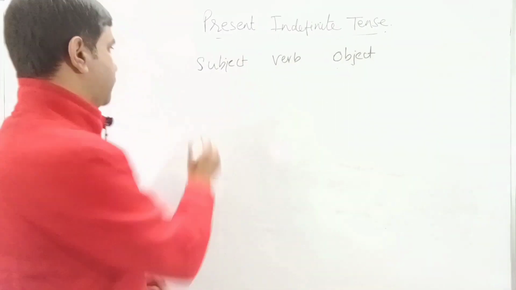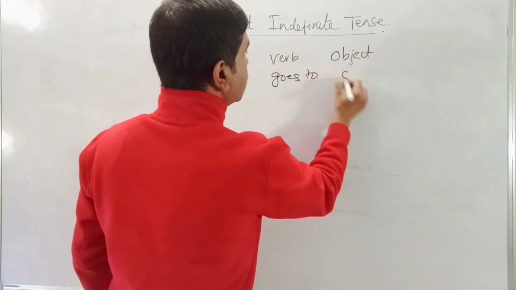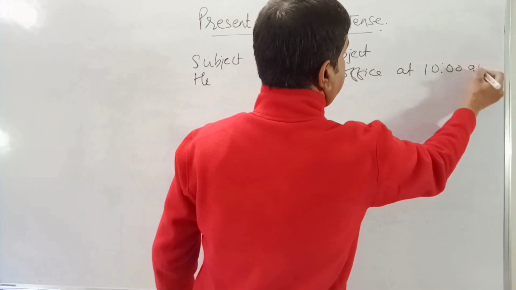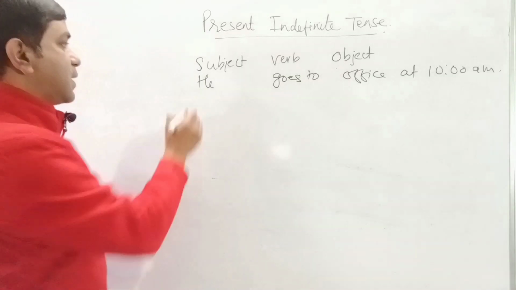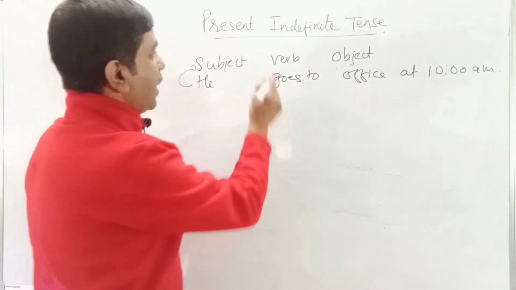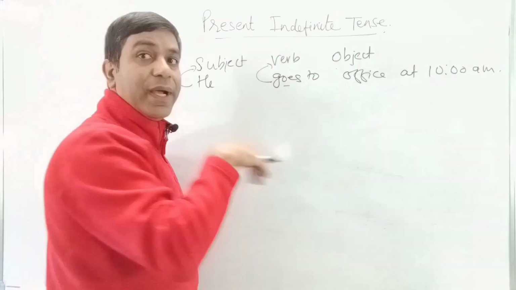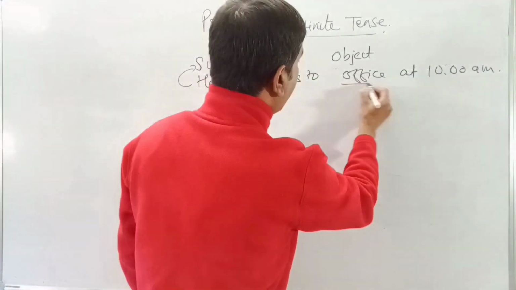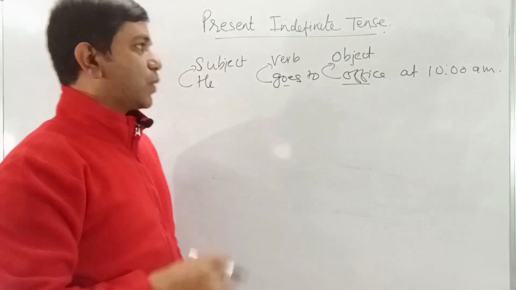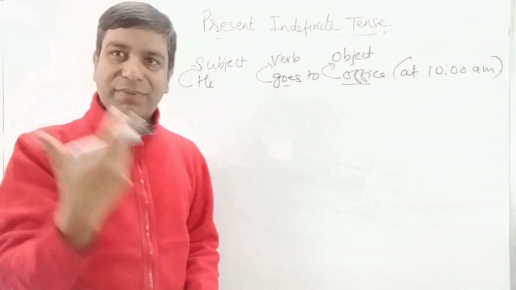Let's take an example. He goes to office at 10 a.m. Now look at this sentence. He is the subject because he is the doer of the sentence. And what does he do? He goes. Goes is the verb. It's a doing word. And where does he go? He goes to office. So office is the object of the sentence where he goes. So he goes to office at 10 a.m. is the extra information given in the sentence.